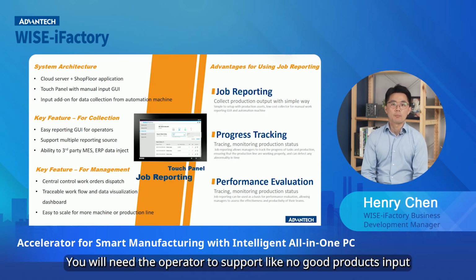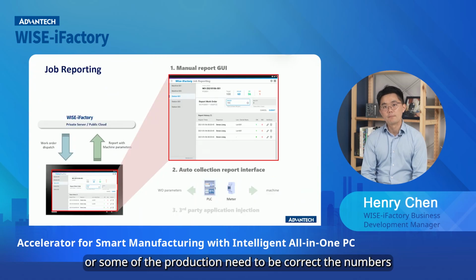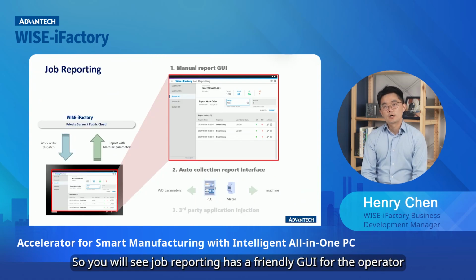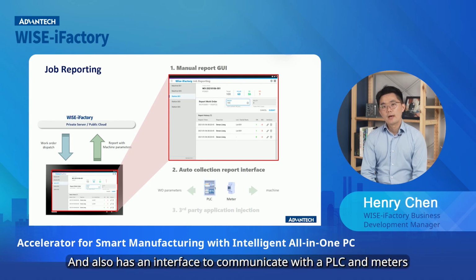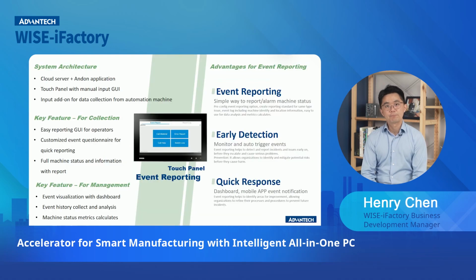It will need the operator's support, like inputting no-good products, or some of the production numbers need to be corrected. So you will see job reporting has a friendly GUI here for the operator, and also has an interface to communicate with the PLC and meters. This is a standardized interface for you to develop your own production line.